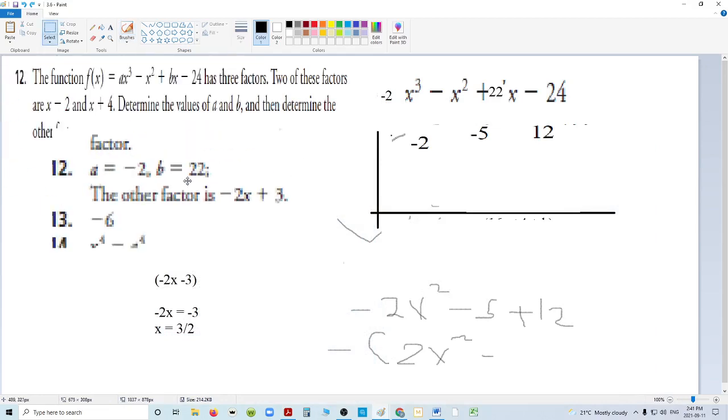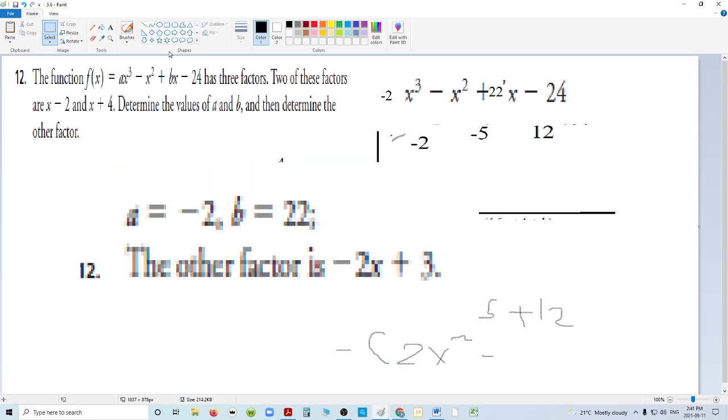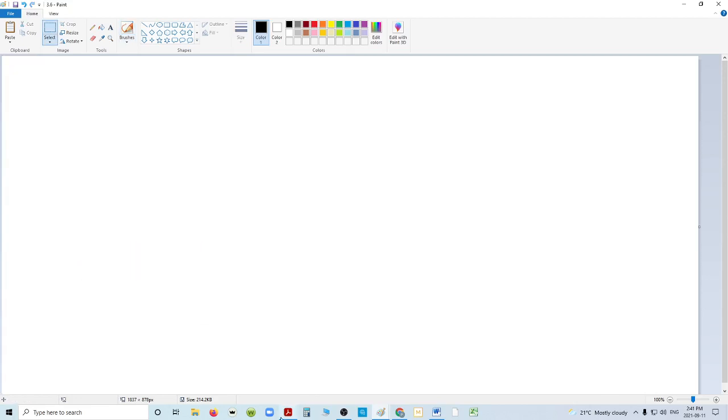It's just weird for me to have a minus in front of the x. You'd normally instead have a minus 1 in front and have 2x minus 3 as the factor, because you usually want a positive coefficient here, and so that would be an a value in front. But that's okay. Either way is correct. This is what they're looking for algebraically. Let's move on to 13.